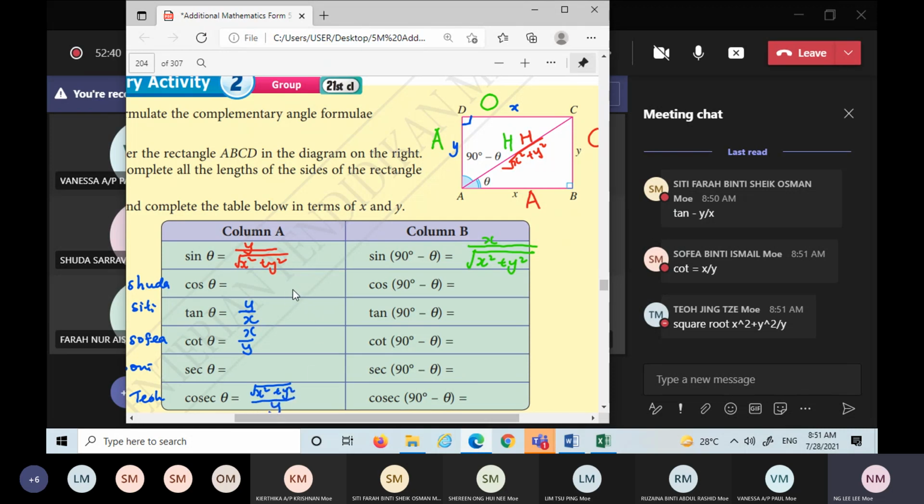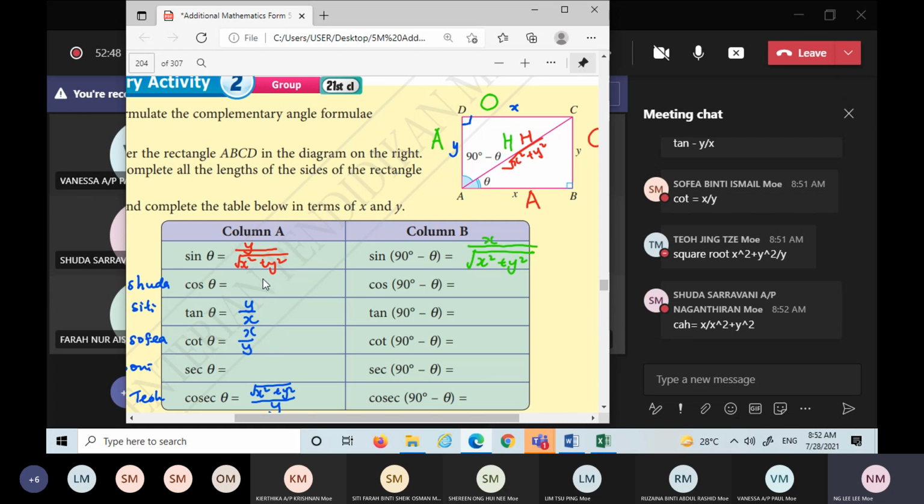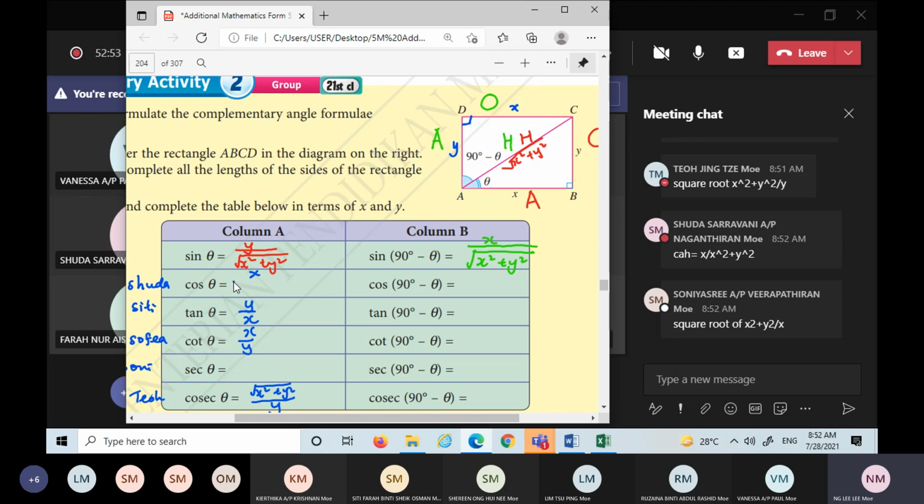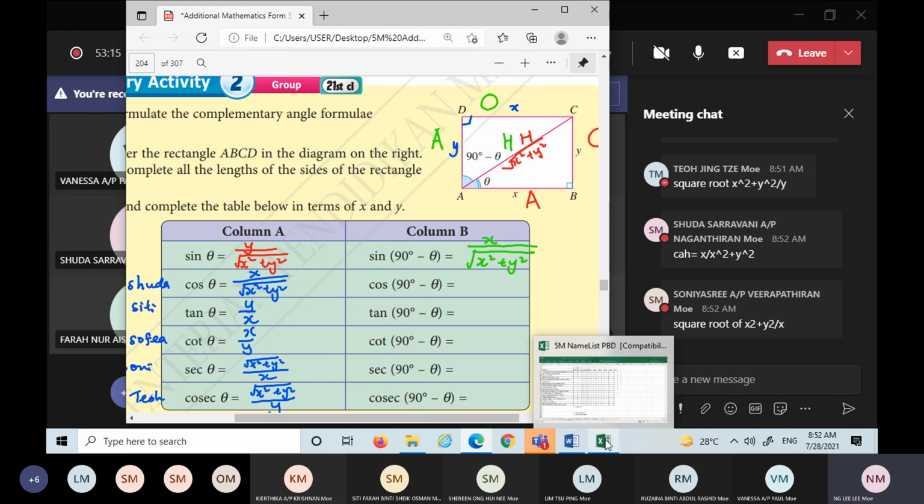Now left are Shuda and Sonia Sri. Shuda says cos is x over that, x over the square root of x squared plus y squared. Okay. Sonia Sri says the square root of x squared plus y squared over x. Okay, done. So next round, whose turn?